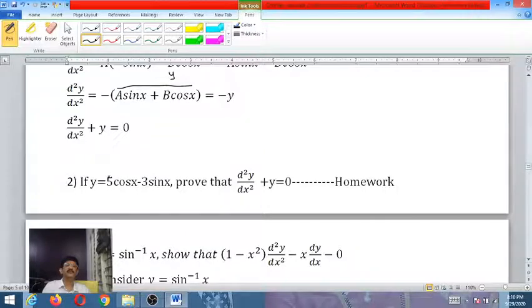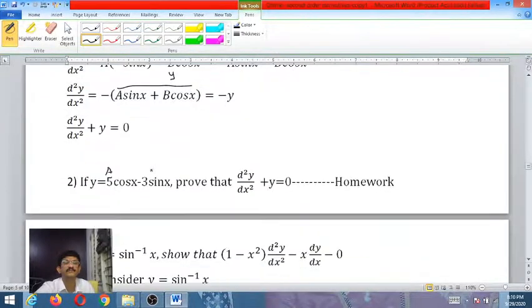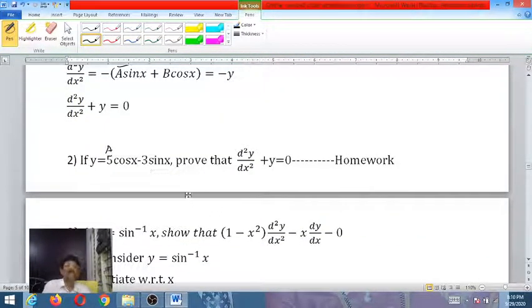Instead of a, you have 5. Instead of b, you have plus 5 cos x plus 3 sin x. So d square y by dx square plus 5, in the place of a, 5. In the place of b, you have 3. 5 into derivative plus 3 into derivative. Solve this function, you will get this as the answer.